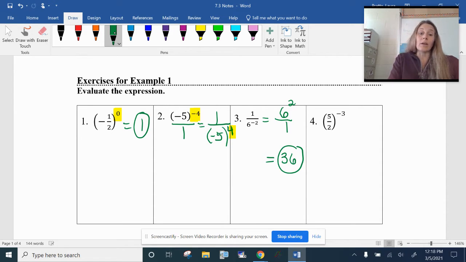And the last one actually could have been simplified as well, because negative 5 to the 4th power is actually positive 625.